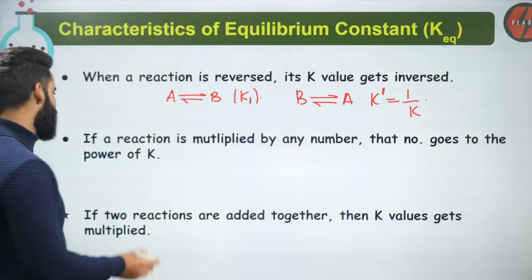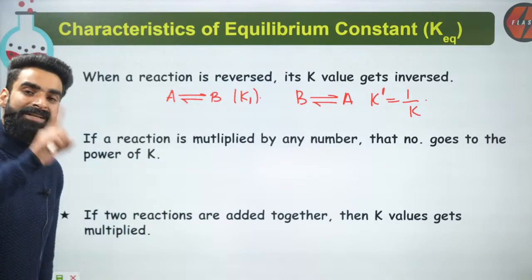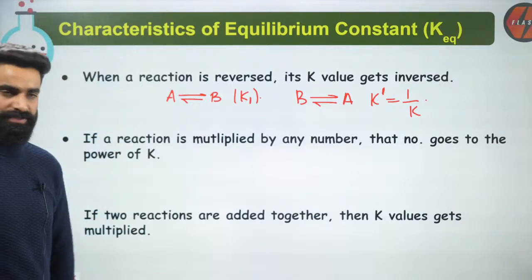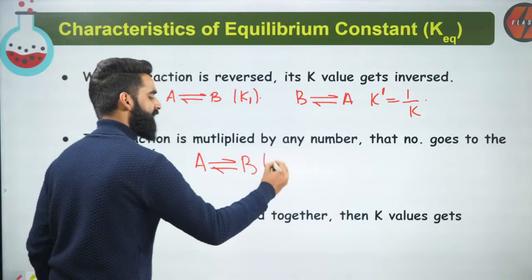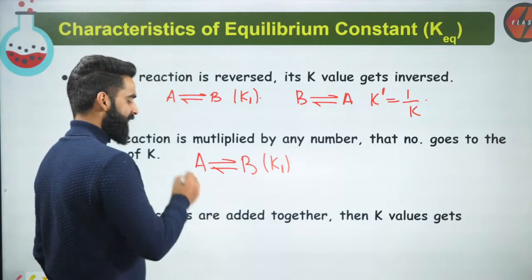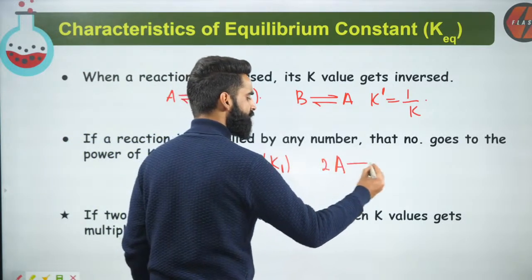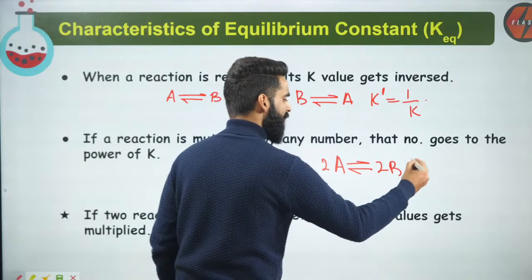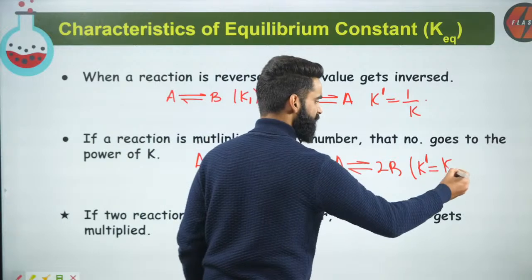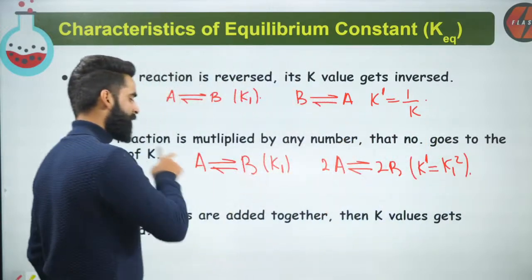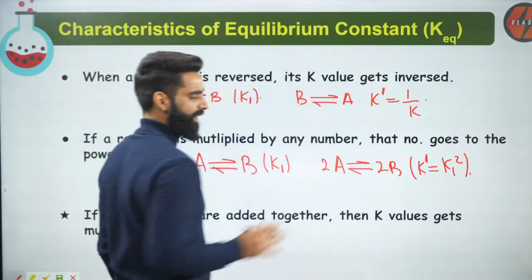Very simple. Similarly, if a reaction is multiplied by some number, that number goes to the power of the equilibrium constant. What do we mean by that? Let's say I've got a reaction A in equilibrium with B and its equilibrium constant is, for example, K1. If I'm multiplying the reaction by 2, what do I get? 2A in equilibrium with 2B. Now people, the new equilibrium constant for this reaction is going to be K1 square. So whatever number you are multiplying with, that number directly goes to the power of equilibrium constant.